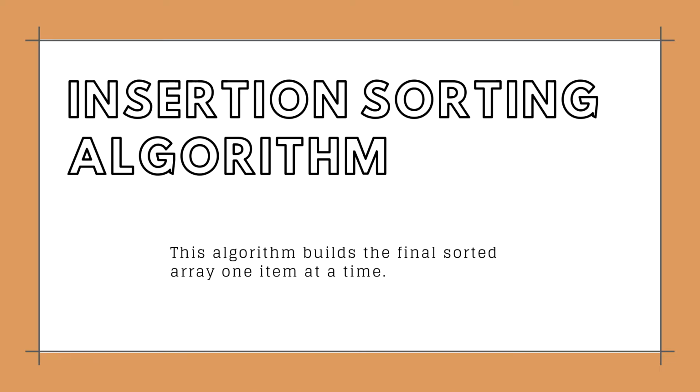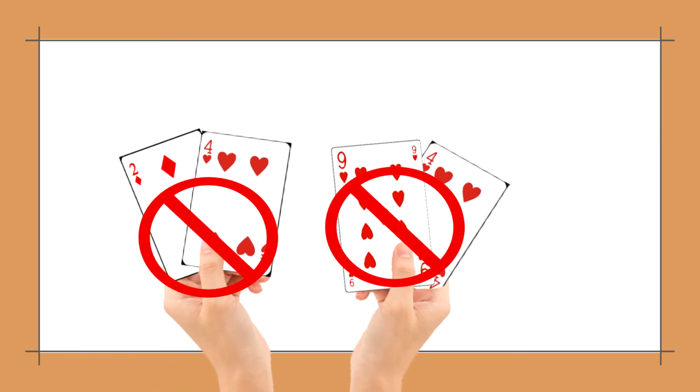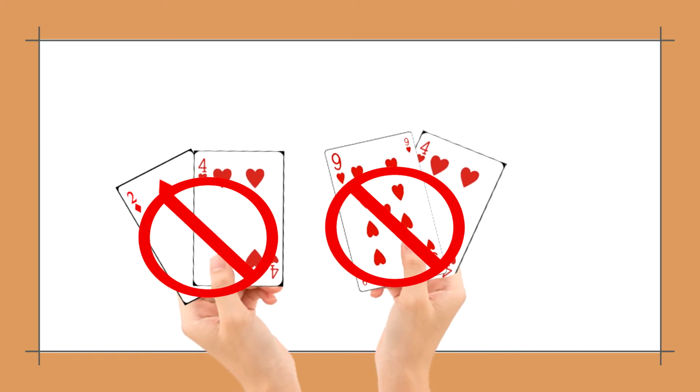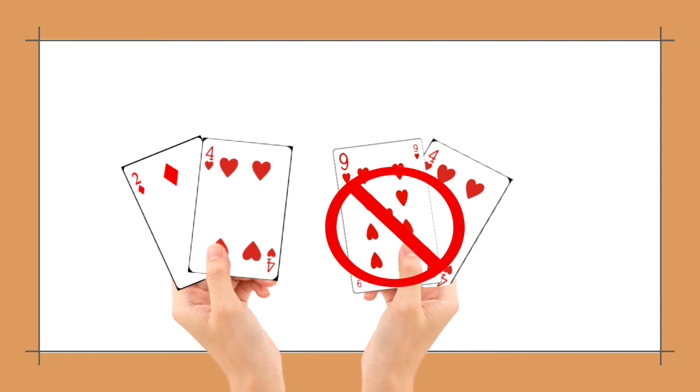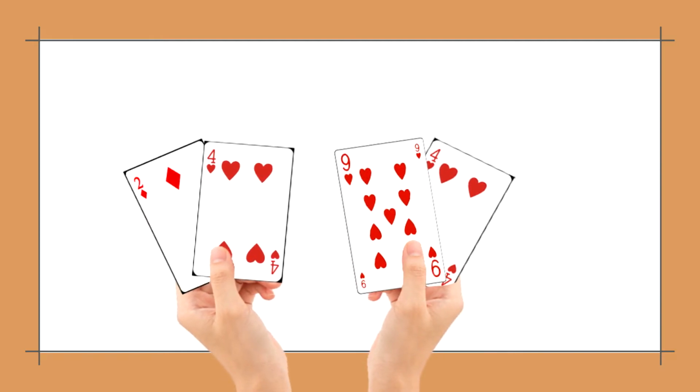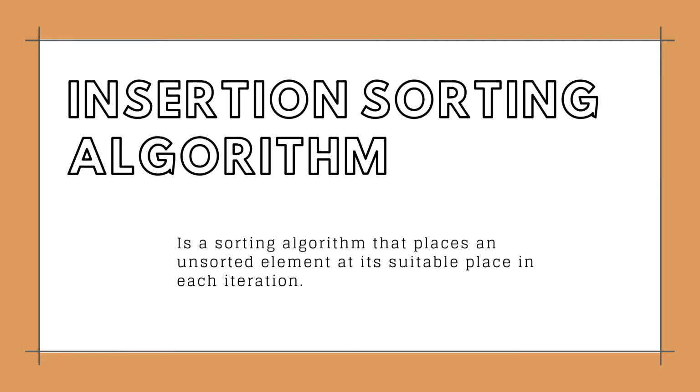This algorithm builds the final sorted array one item at a time. This means that, basically, we cannot compare this pair of numbers on my both hands at the same time. Instead, I should compare this first, then this one will follow. Lastly, insertion sorting algorithm is a sorting algorithm that places an unsorted element at its suitable place in each iteration.